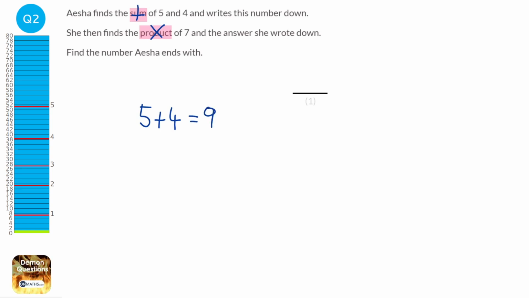And then what we're going to do is find the product of 9 and 7. So we're going to multiply them together. 9 times 7, which is 63. So our answer is 63.